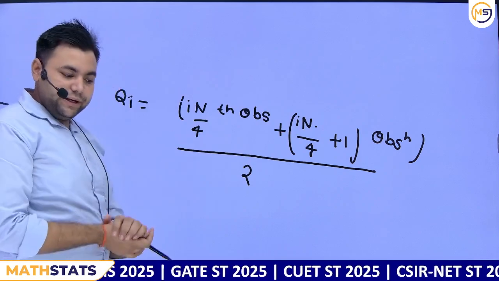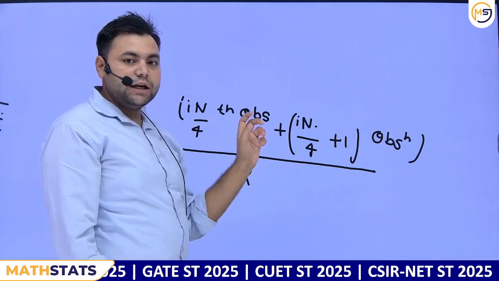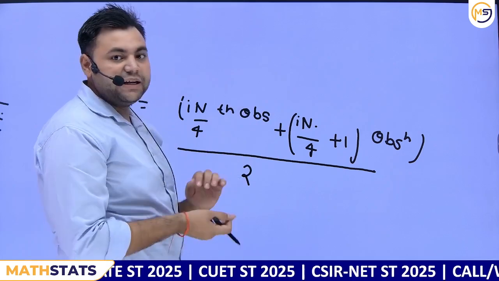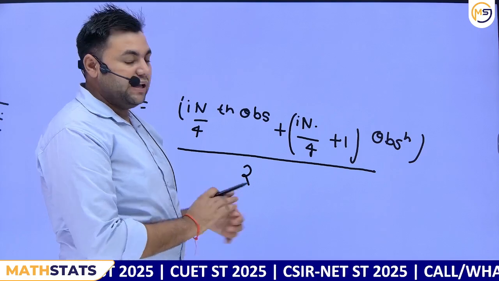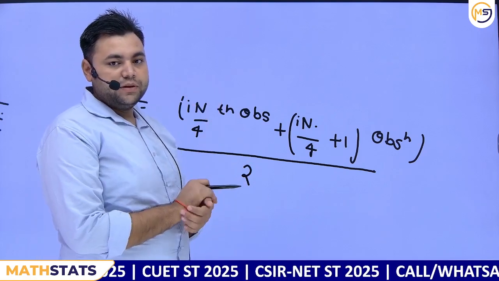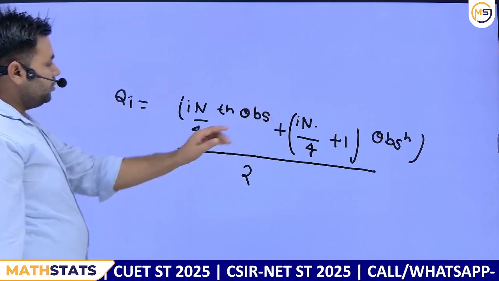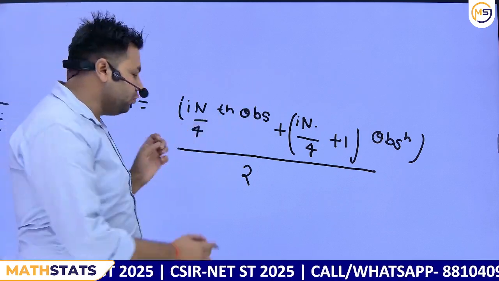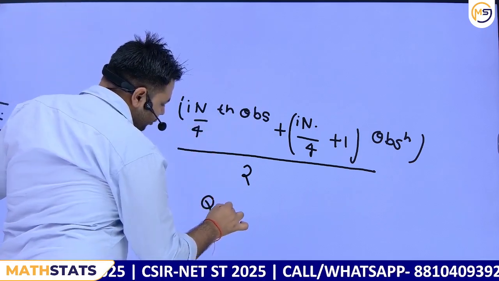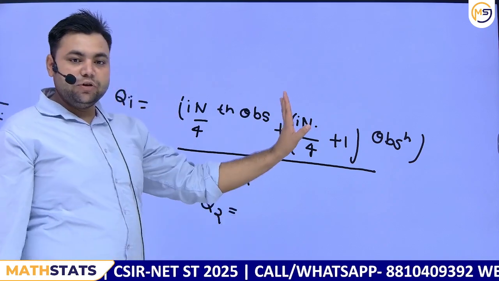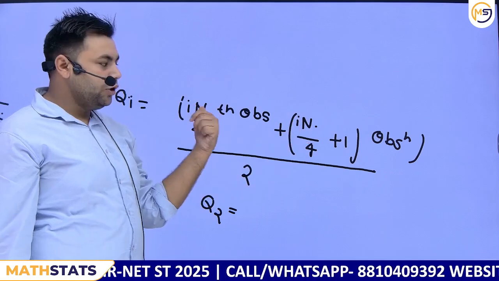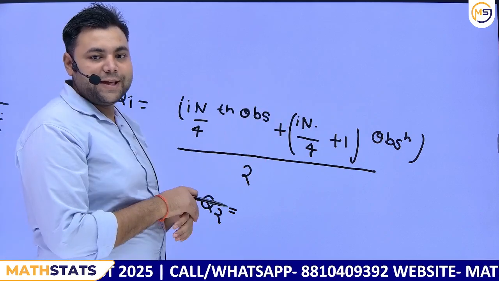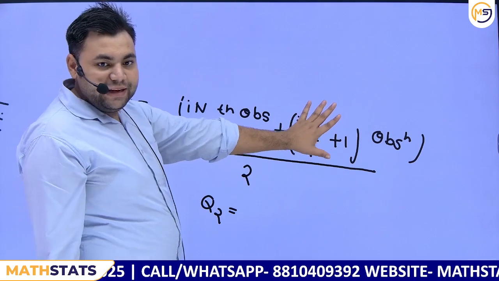So there are many techniques. If you calculate in this way, this is also true. And there is also one technique: if n is a multiple of 4 and n is not a multiple of 4, there is one formula also given. So in this way, this is true. Why is this true? Because you first find Q2. Q2 is equal to the median. If you put I equal to 2, this formula equals the median. So this formula is true. You can apply this formula in general.